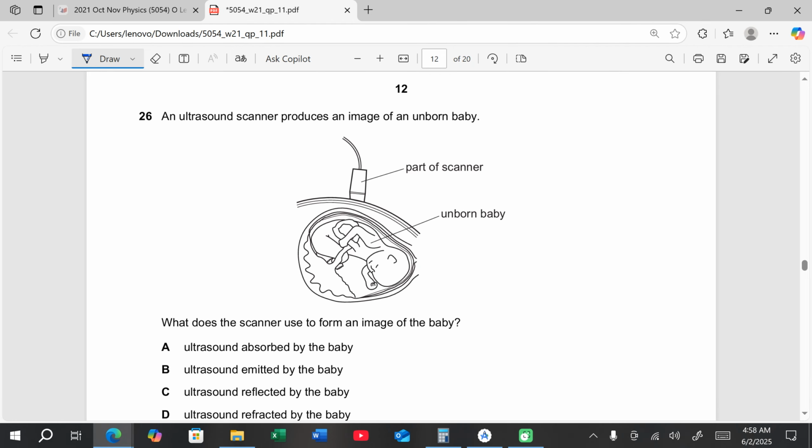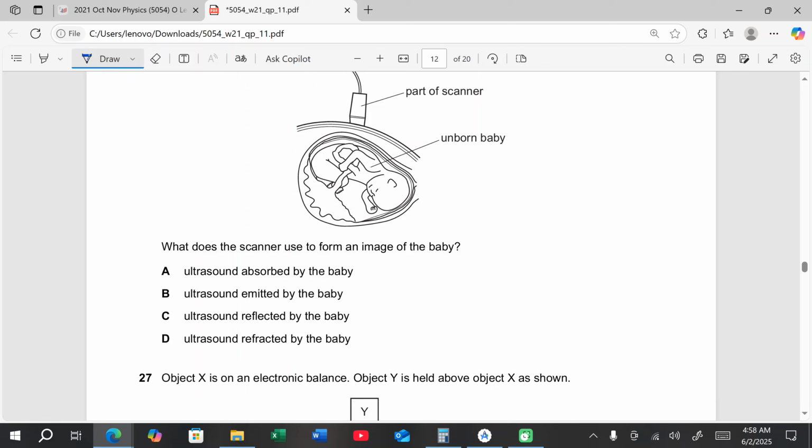The ultrasound scanner produces an image of an unborn baby. What does the scanner use to form an image of the baby? Ultrasound will be reflected by the baby, because if it is absorbed, how can it form an image? If it is not received back by the receiver, how can it tell you about the shape of the baby?